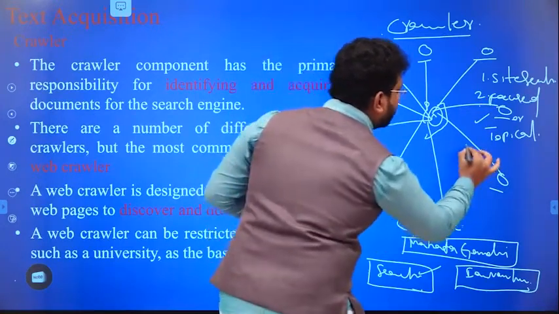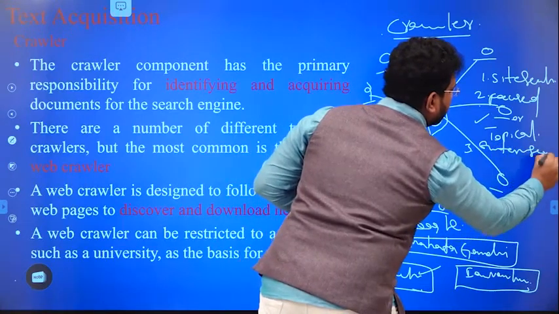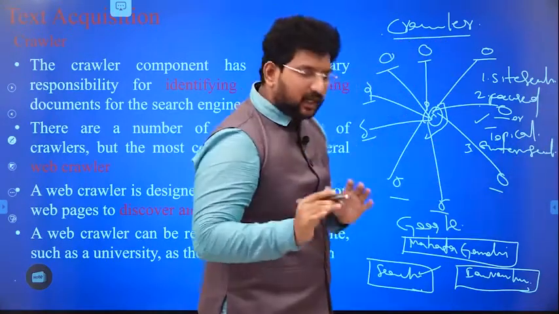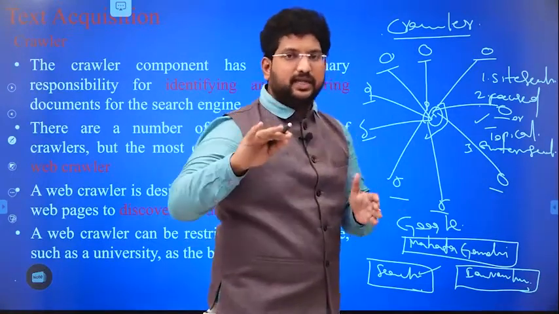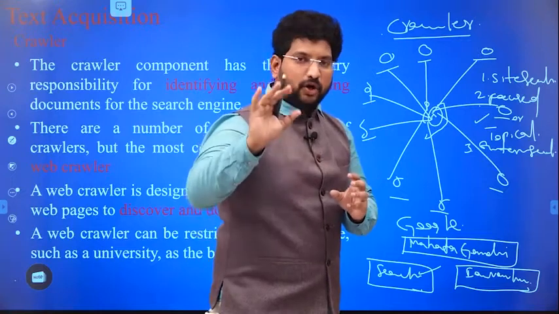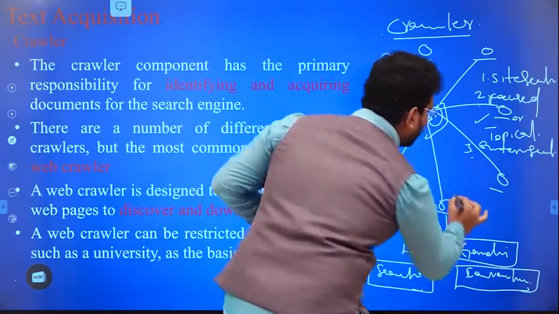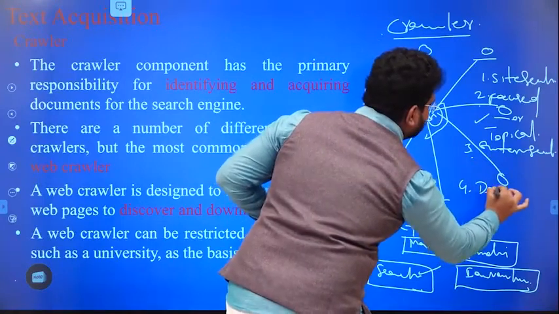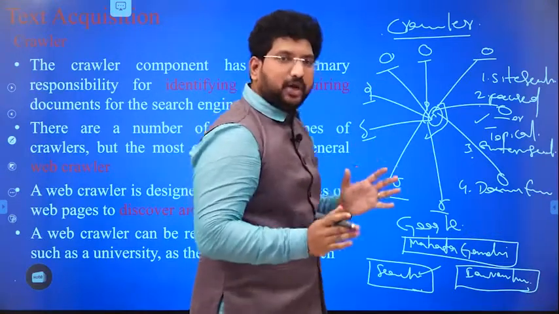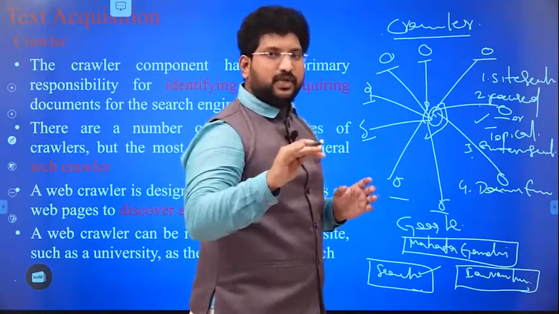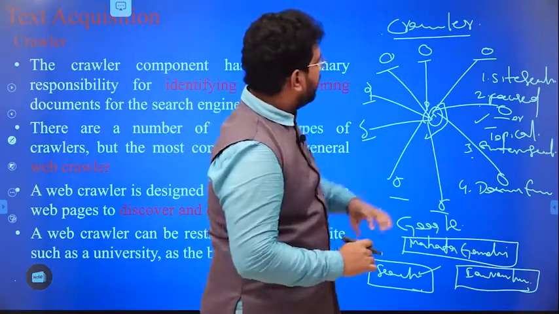The third one is enterprise. This is for one particular university or organization. Within the intranet, it identifies and stores the documents. And the next one is the document crawler, which identifies the documents present on desktops. That's the responsibility of this crawler. So this is about the crawler.